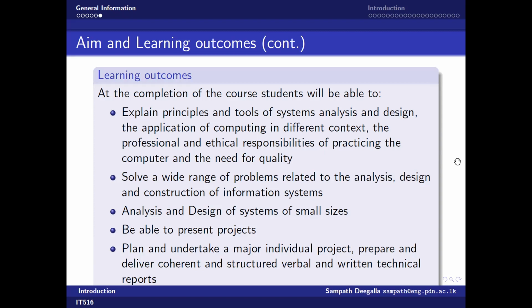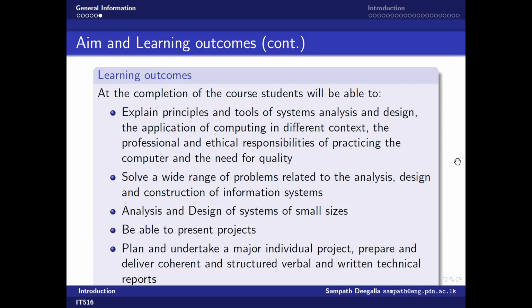Then another one is that you should be able to solve different sets of problems that come under analysis, design, and construction of an information system. For example, developing an information system is the same as developing something else, like building a house: you have some timeline. So we need some tools and techniques which we can use to monitor each of these stages of software development.